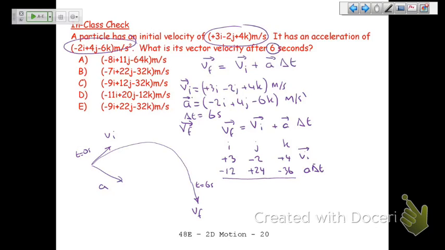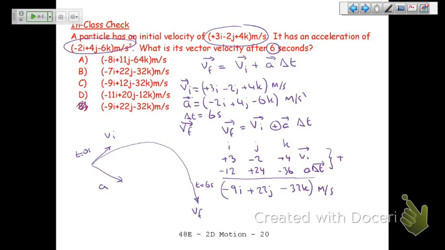So I have vi and I have a delta t, and I've got to add those together because that's what that operator says. So I get minus 9i plus 22j minus 32k meters per second. And if I look at that, minus 9i, oh, did I mess up? I'm sorry? It's E? Oh, good, okay, good. At least you know that I'm not remembering these things.